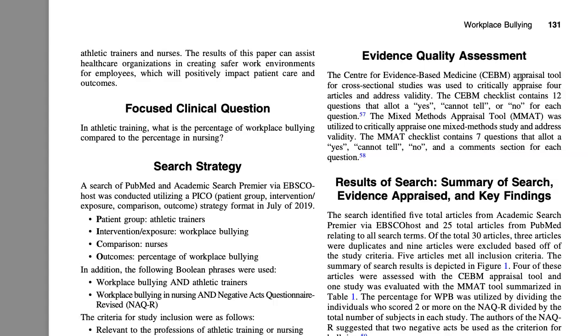Then it also talks about the other appraisal tool, the MMAT, which was utilized to critically appraise 1 mixed method study and address the validity. Then it tells me that the MMAT checklist contains 7 questions that allow yes, cannot tell, or no comments for each question. Notice that they're citing these scales here, so make sure that you're doing that. So that's the first step. You're just going to provide an overview of which evidence quality assessments were used. So that's just a summary of that.